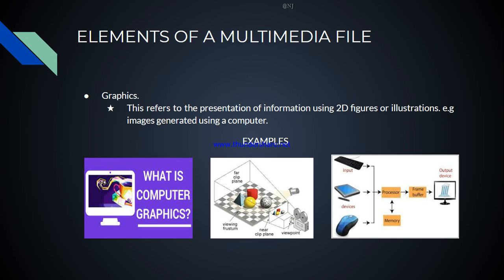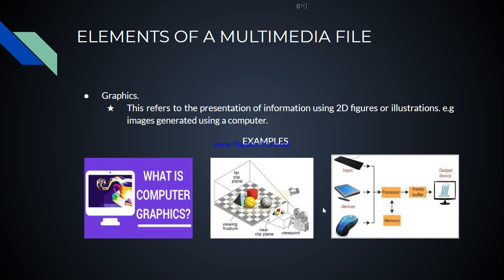The fifth element is graphics. Graphics refer to 2D, two-dimensional figures or illustrations, mostly pictures that are made using a computer. So for example, these images that I have here were all created by a computer. So these are examples of graphics.